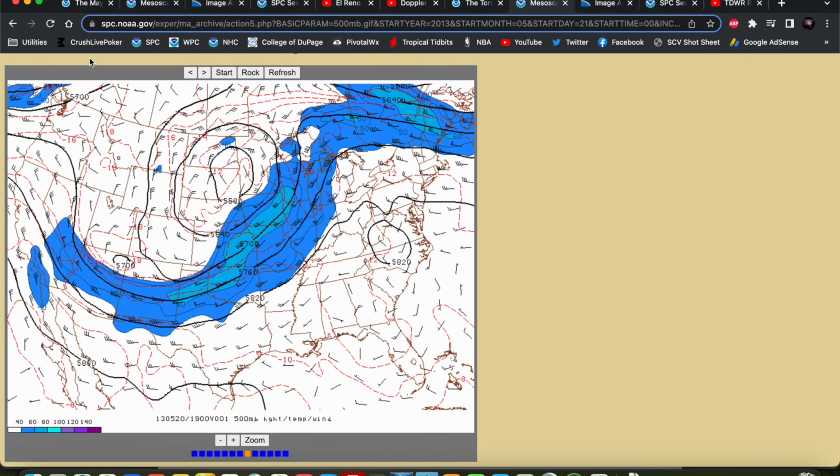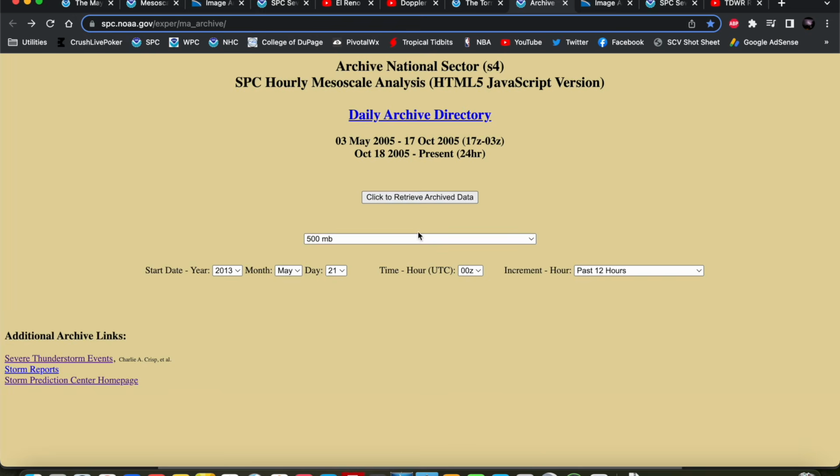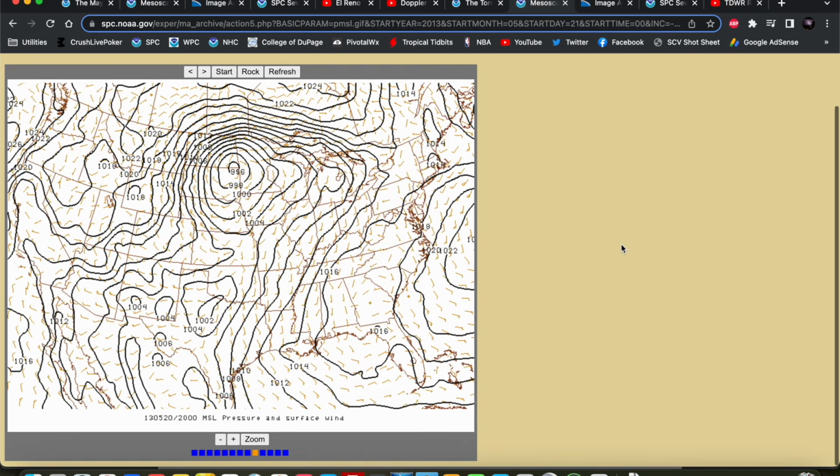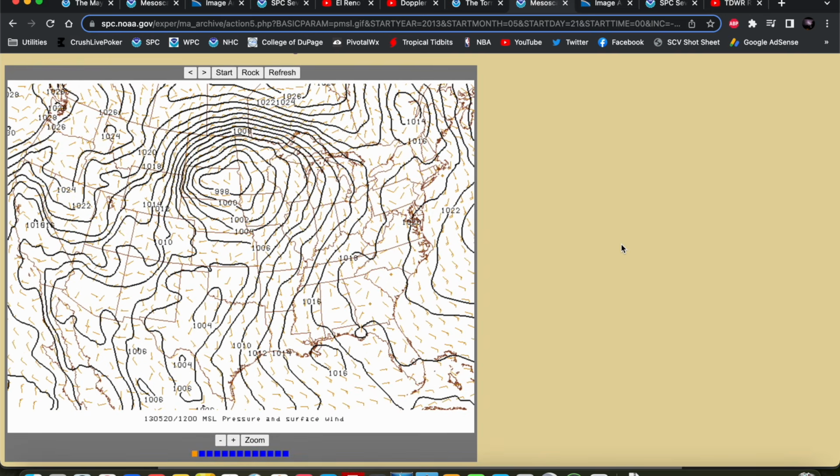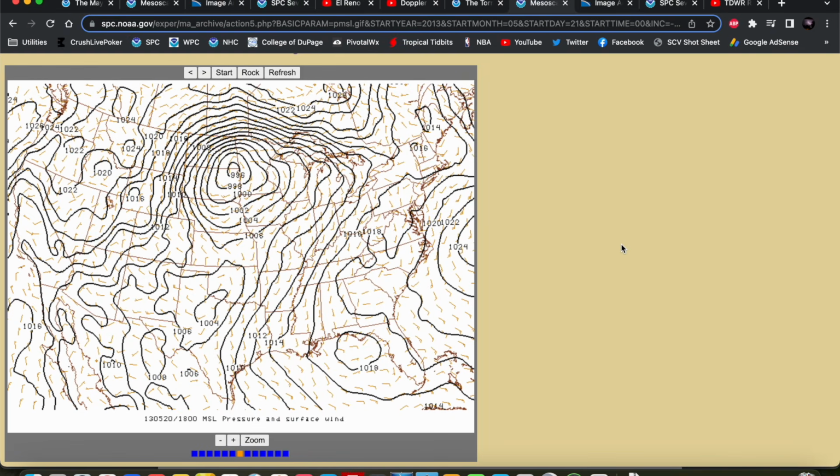So large-scale forcing for ascent was kind of nebulous, but if we look at our surface features here, this case did have some remnant outflow boundary impacts from the previous night's convection, but notice the overall surface pattern. Surface low up here in the Dakotas, trailing cold front out here across the central Plains down into a secondary surface low here across northwest Texas. Almost the exact same setup as the El Reno case, very similar to the Joplin case as well.